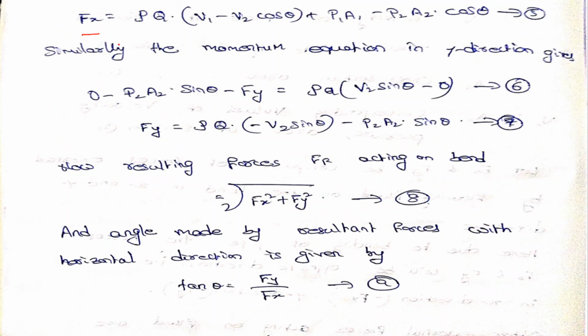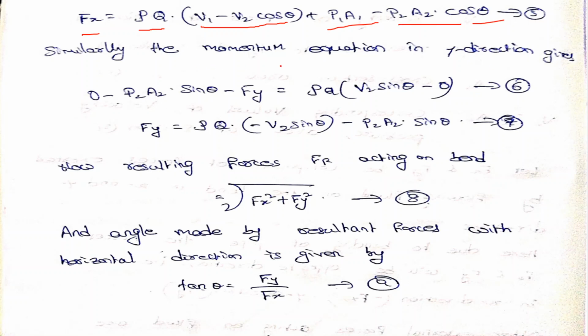Okay, now Fx is equal to rho Q into (V1 minus V2), because there it is V2 minus V1. So if I am taking here V2 minus V1, then the sign is going to change, and this is all common, P1A1 minus P2A2 cos theta.